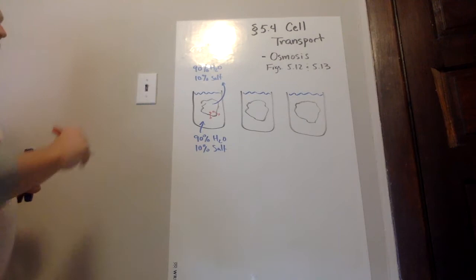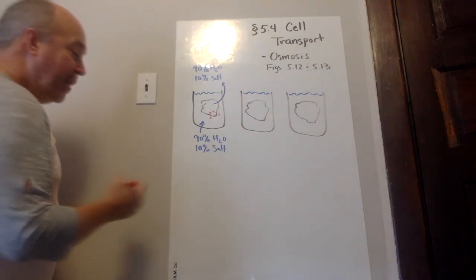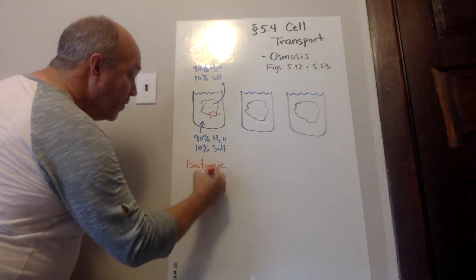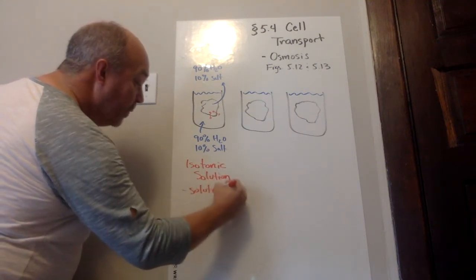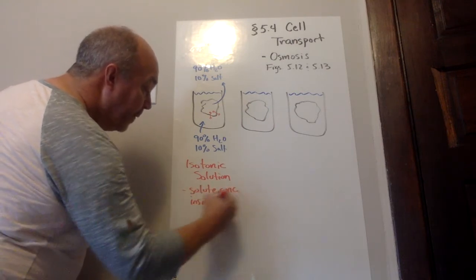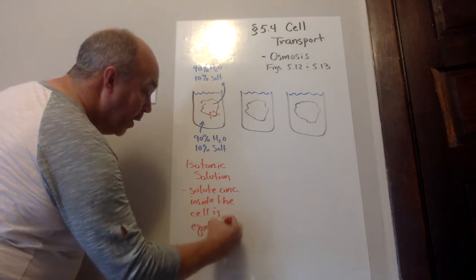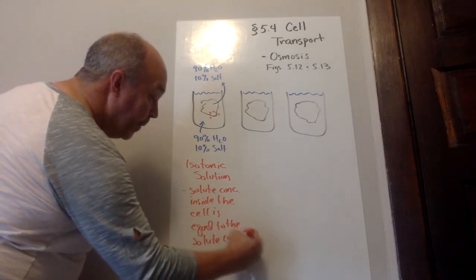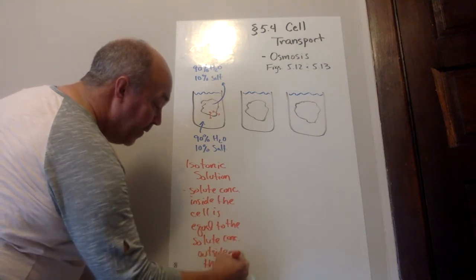While we look at water for what can pass, how we define the solution is going to be based on the solutes. This is called an isotonic solution, because the solute concentration inside the cell is equal to the solute concentration outside the cell.